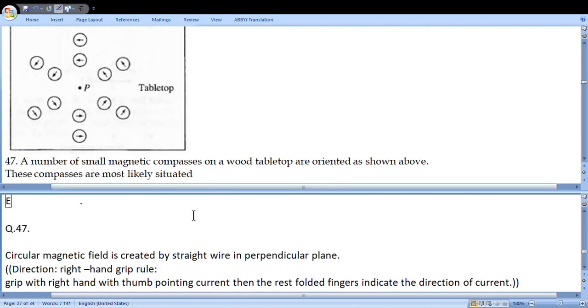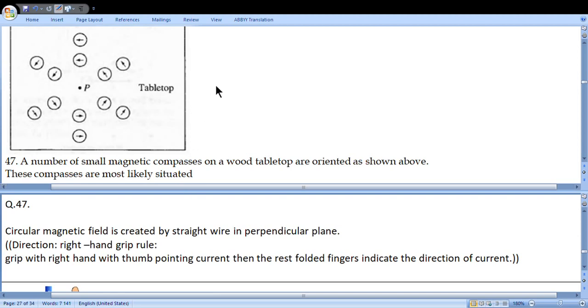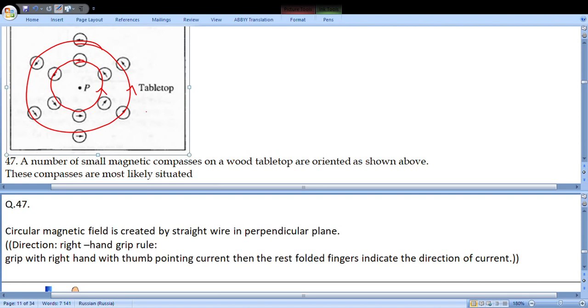47. A number of small magnetic compasses on a wood tabletop are oriented as shown above. These compasses are most likely situated... So we can actually see here a circle. One circle, another circle. Such a magnetic field is characteristic of the magnetic field around a straight wire.